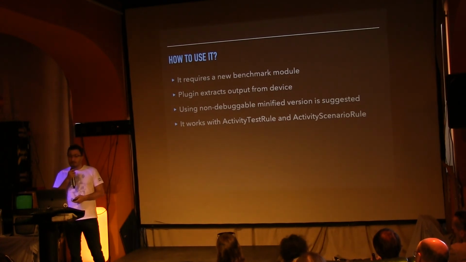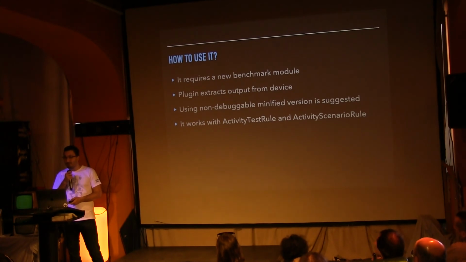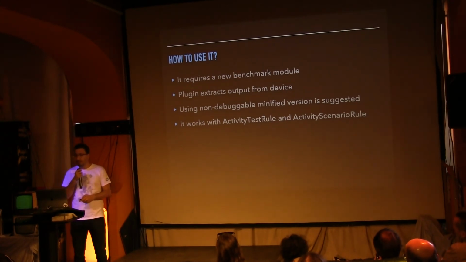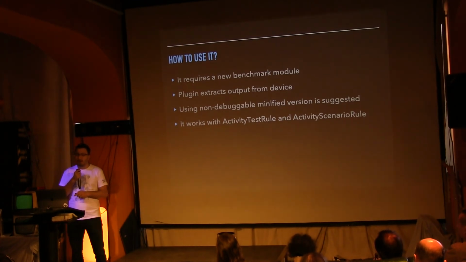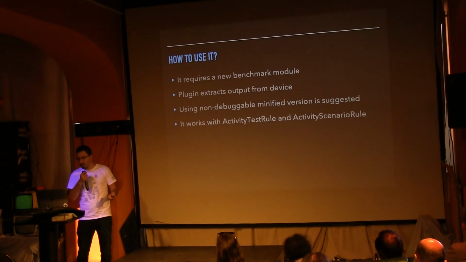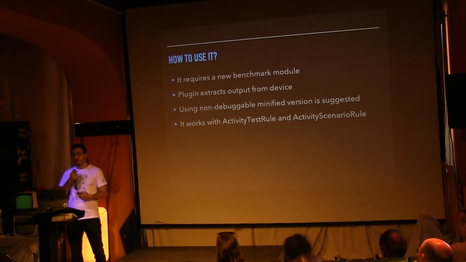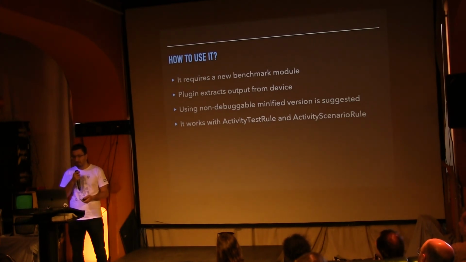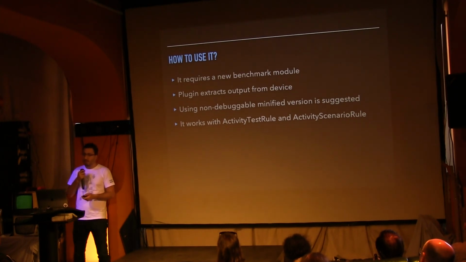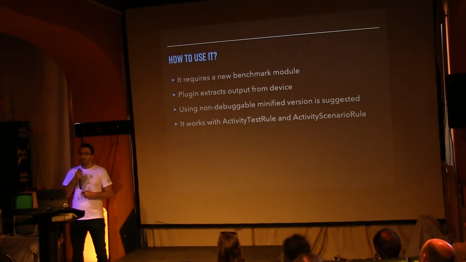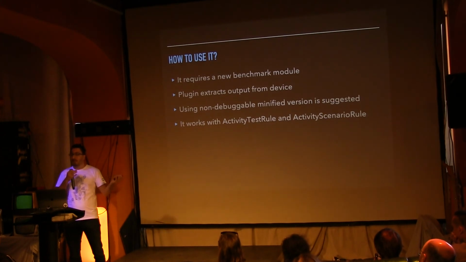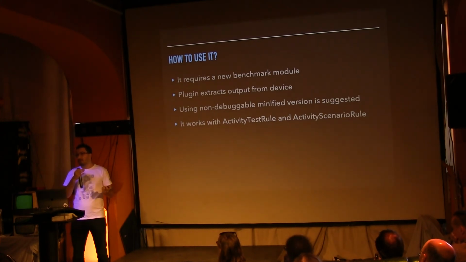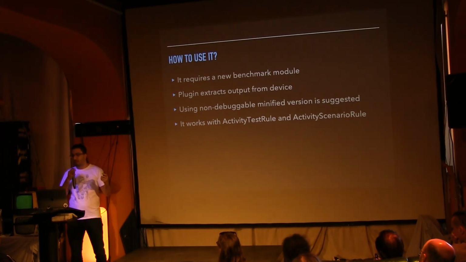How to use it? It basically requires a new module. I'm imagining everyone is using lots of modules here, and if you have different library modules, then it's easy to use. The plugin I mentioned helps us extract the output from the device. And it's highly advised to use a non-debuggable and minified version of the application. Why is it required? Because if we run our measurements with the debuggable version, it affects our measurements by up to 80%. The 80% itself is not something we need to care about. The problematic part is the variation: it can give us, let's say, 100, or it can give us 180. So it's about the variation of the time measurement.